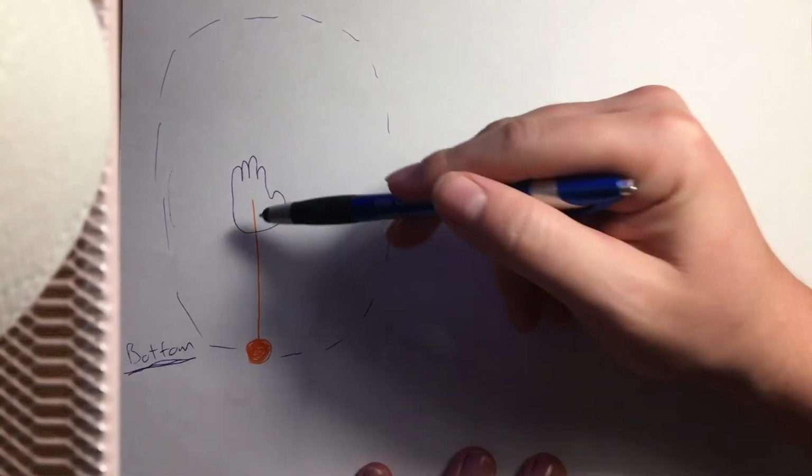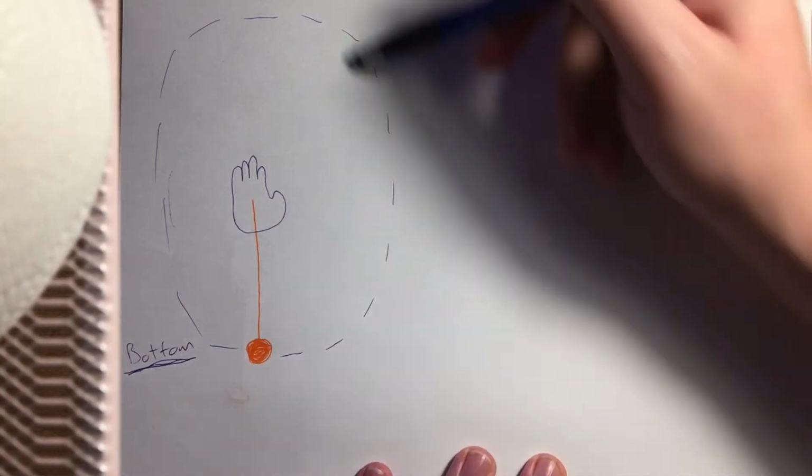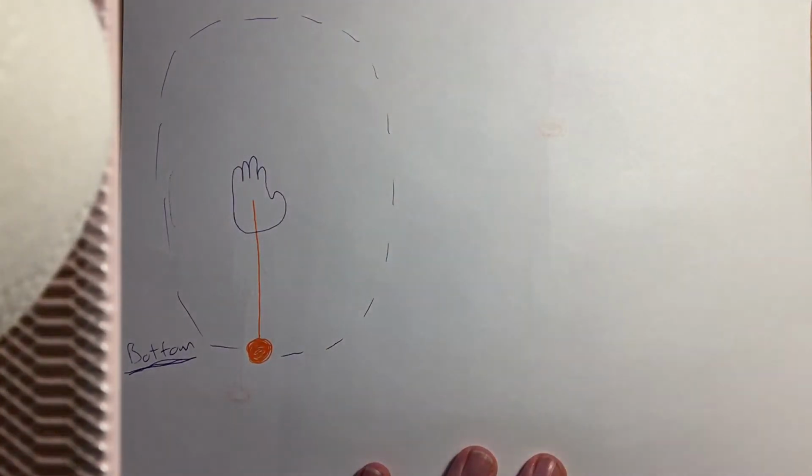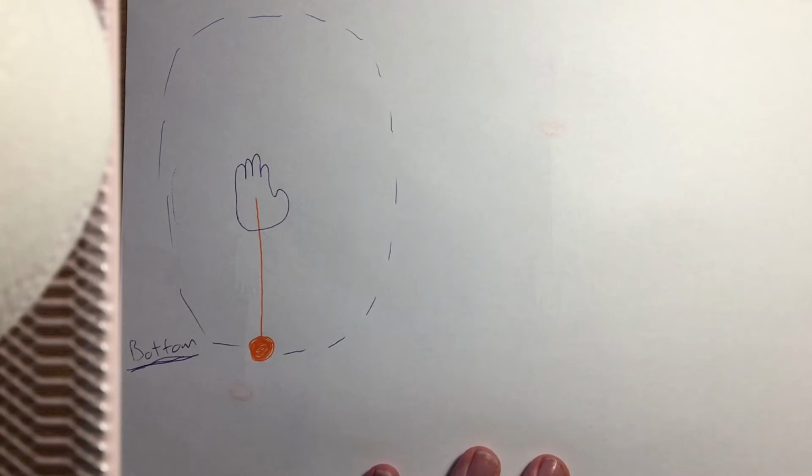And this is my hand. Let's say, I don't know, I'm holding a yo-yo, okay? So this orange thing is a yo-yo. You're swinging it around like that in a vertical loop. So I want to talk about the forces on this yo-yo.